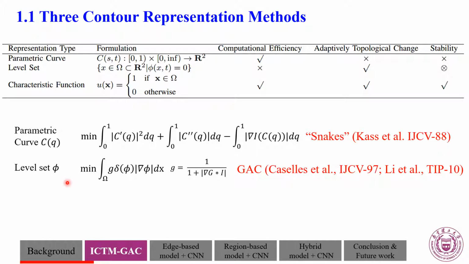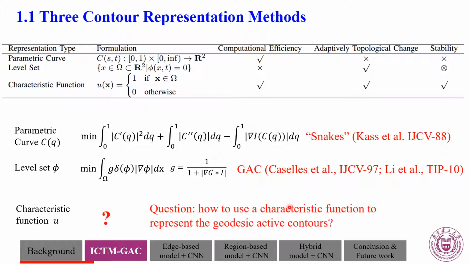Level set is a popular contour representation method. It can adaptively handle topological changes such as contour splitting and merging. However, it needs to solve a high order partial differential equation, so it suffers from high computational burden. Moreover, it needs special designs to stabilize the curve evolution, such as reinitialization or adding an additional penalty term. In contrast, characteristic function-based contour representation has all the desired features. Thus, a natural question is how to use a characteristic function to represent the geodesic active contours.